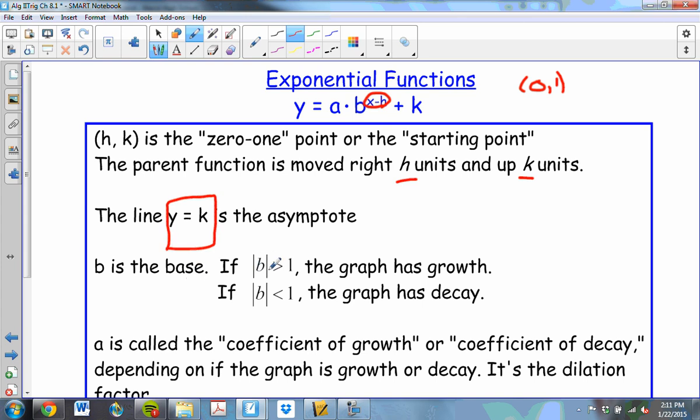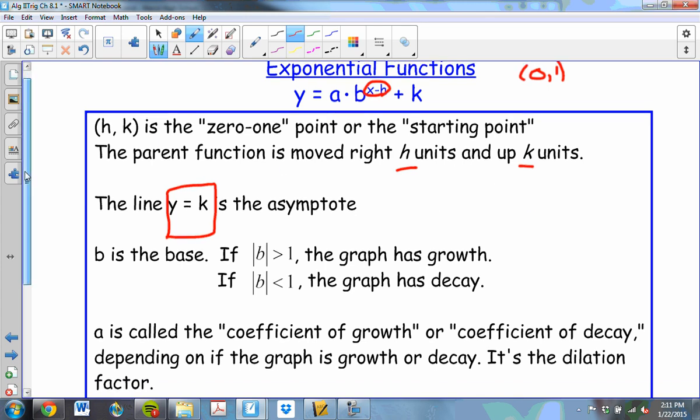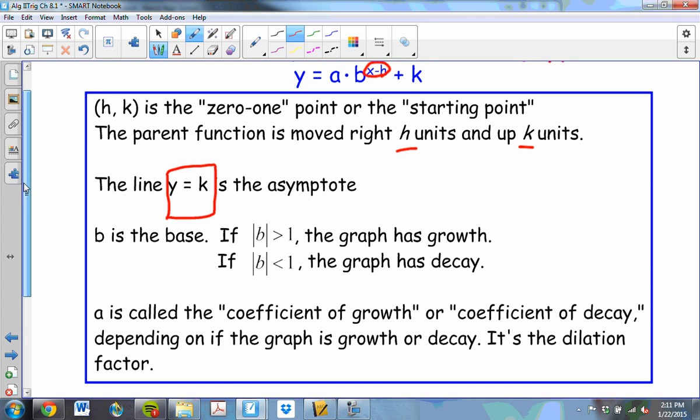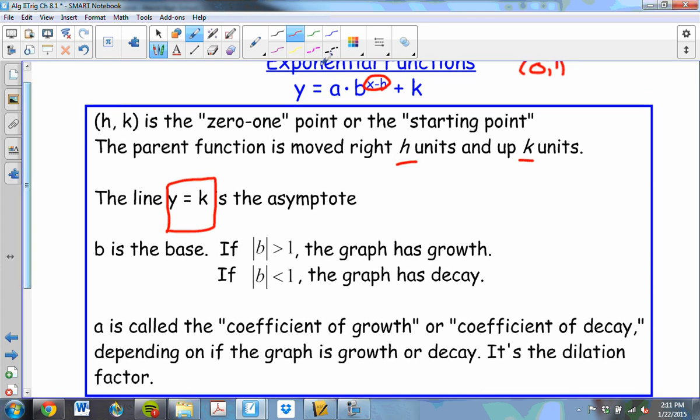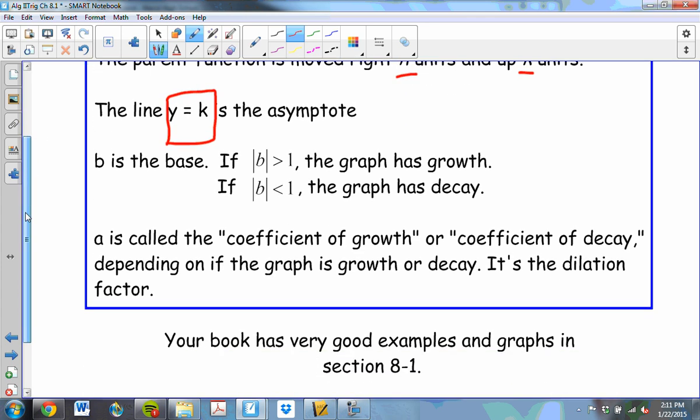If b is the base, this is the important thing. If the b value is greater than 1, the graph has growth, and if the b value is between 0 and 1, the graph has decay. The b value is never actually negative. The a value can be negative, but not the b value. The b value is always positive, and it's also never 1. It's always less than 1 or greater than 1. You can ask yourself what would happen if the b value equaled 1. It's a pretty quick thing to figure out.